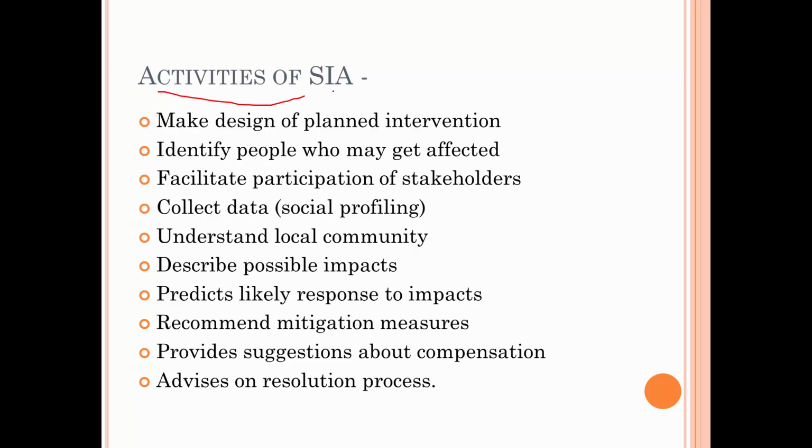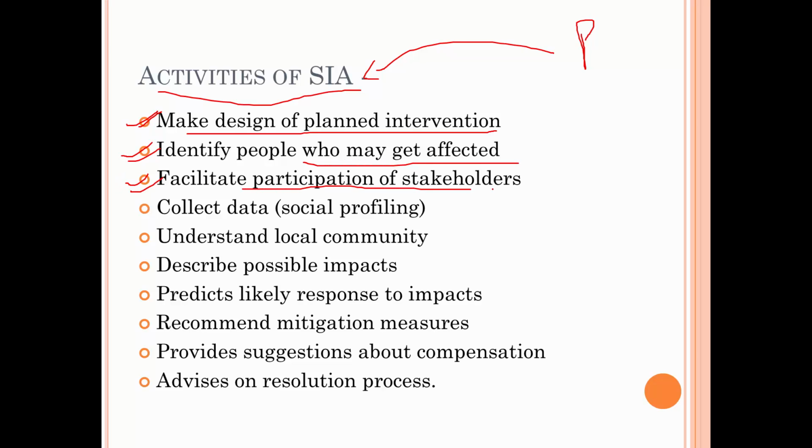Now the activities of social impact assessment, I will tell you one by one. The first activity is to make the design of the planned intervention. Whatever intervention you are going to do, whether program, policy, or project, you have to make the design according to social impact. Then identify the people who will get affected. Then facilitate participation of the stakeholders, meaning the people who are affected. Make sure that they are able to participate and design such a policy that they are able to participate.